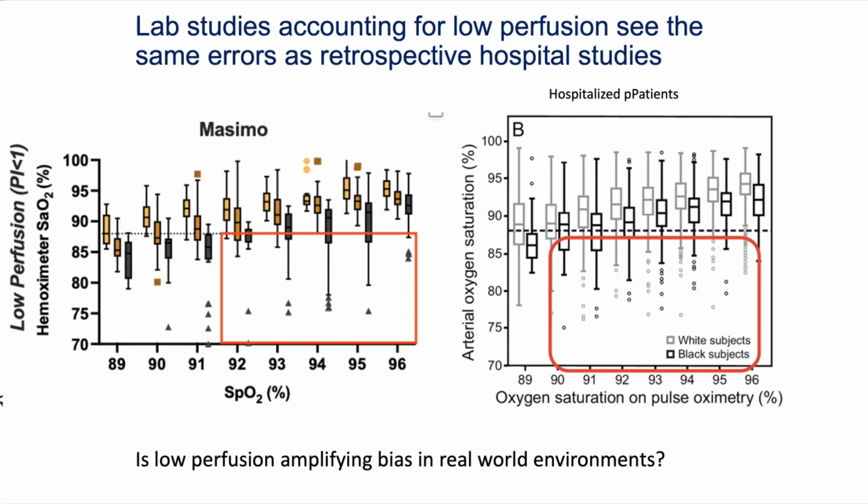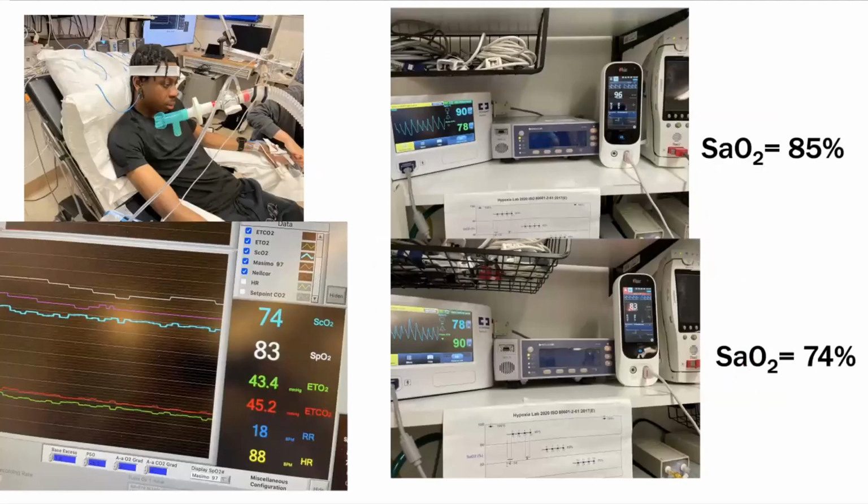All right, so I just want to show an example of this problem that we see in the laboratory. Here's a healthy young man in the upper left. He's ready to undergo a hypoxia study. And he has the latest Nellcor and the latest Masimo pulse oximeters attached.